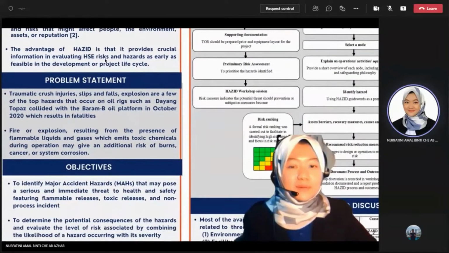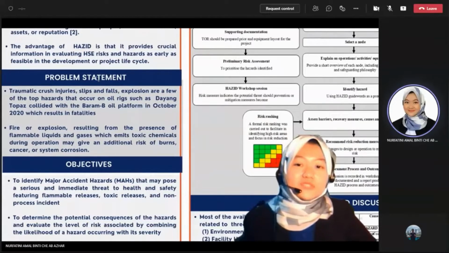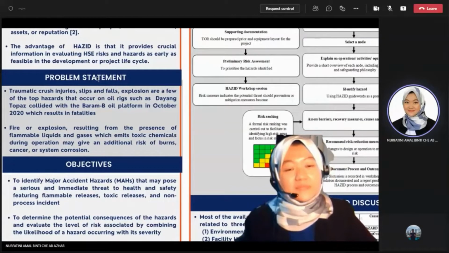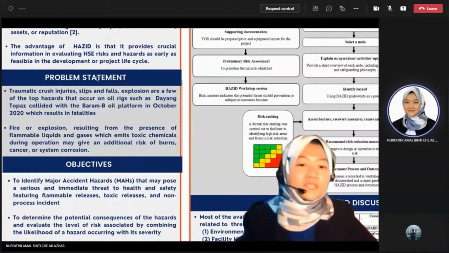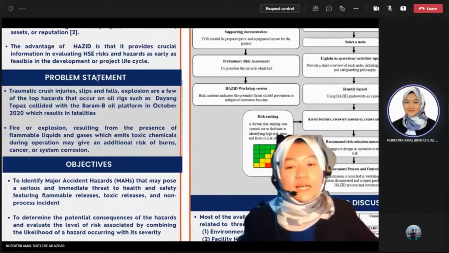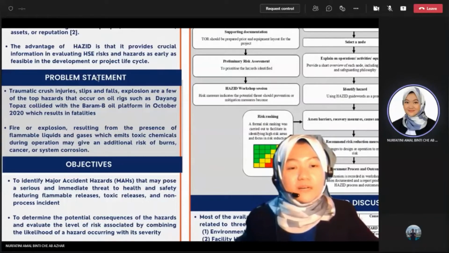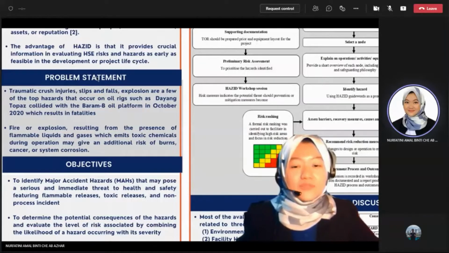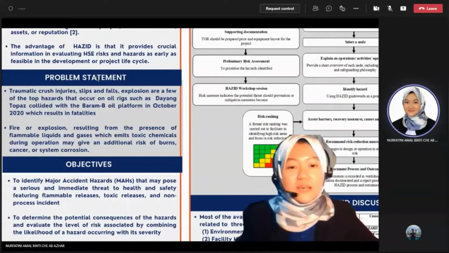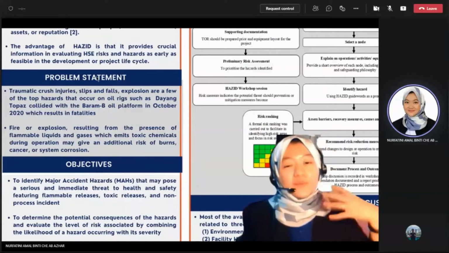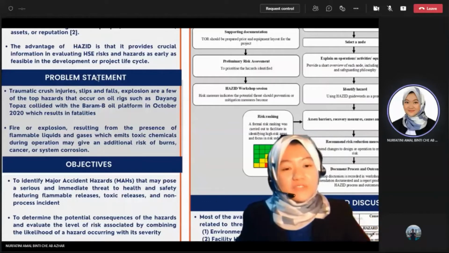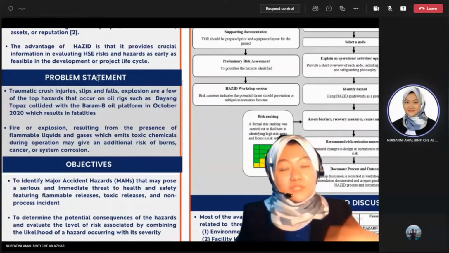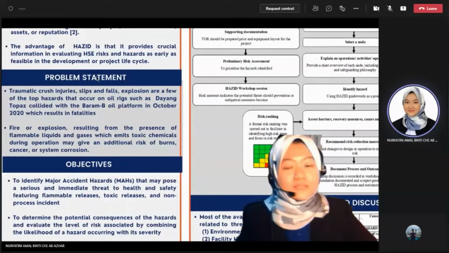Moving on to my problem statement, traumatic crash injuries, slips and falls, and explosions are a few of the top hazards that occur on oil rigs. For example, as we know, the Dayang Topaz collided with the Barrambi oil platform recently in October 2020, which resulted in fatalities. Fire or explosion resulting from the presence of flammable liquids and gases, which emit toxic chemicals during operation, may give an additional risk of burns, cancer, or system corrosion to the operation and also to the workers.